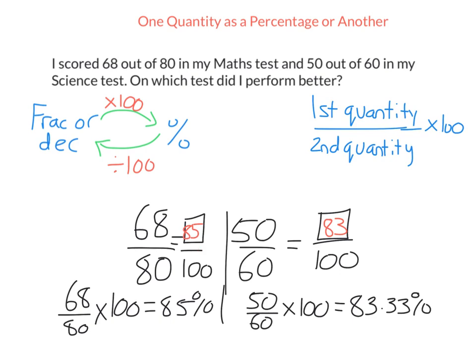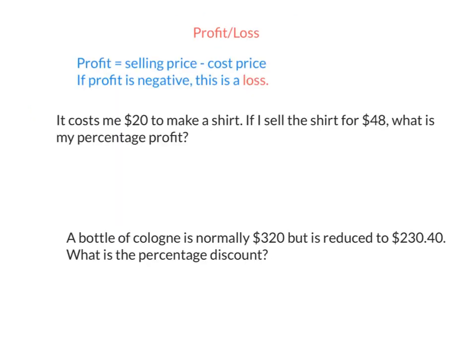That's why percentages are useful, and this is how you convert one quantity as a percent of another. First quantity over second quantity times 100, and you have your answer as a percent. So let's look at how we can use this in financial mathematics. So the way we can use one quantity as a percent of another in financial mathematics involves profit and also discounts. So profit is when you make additional money from selling something.